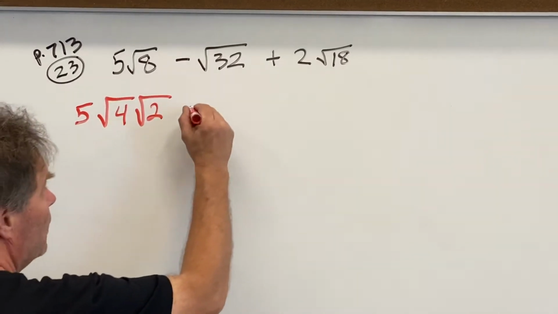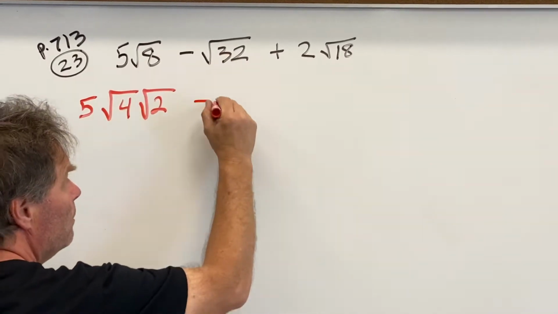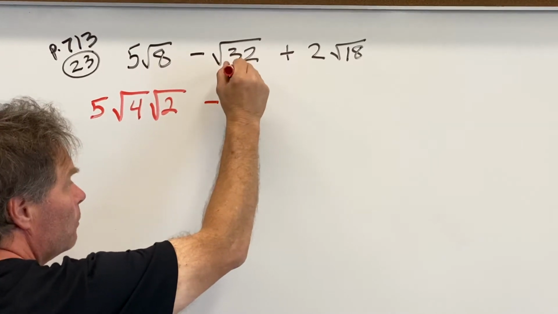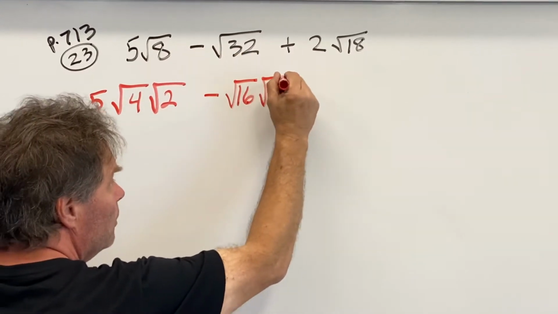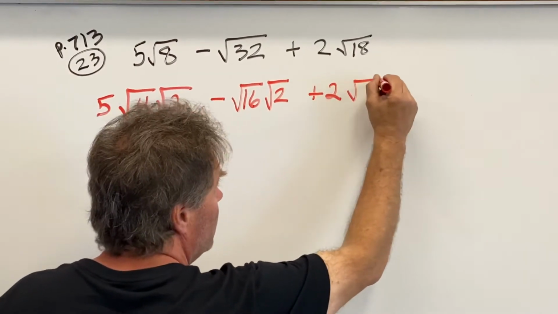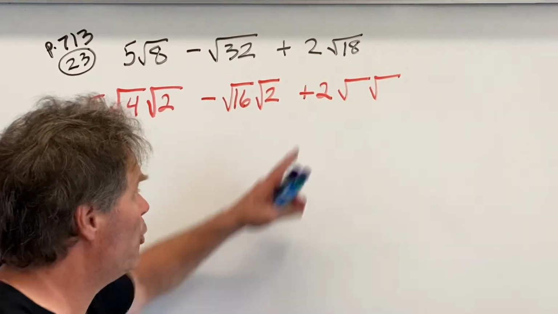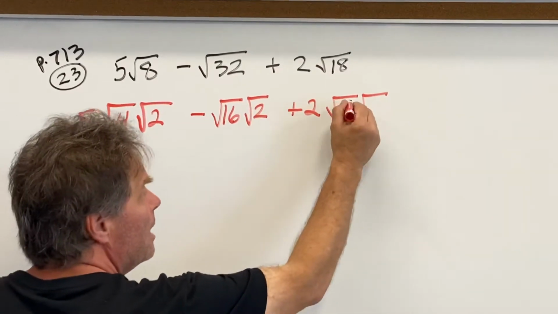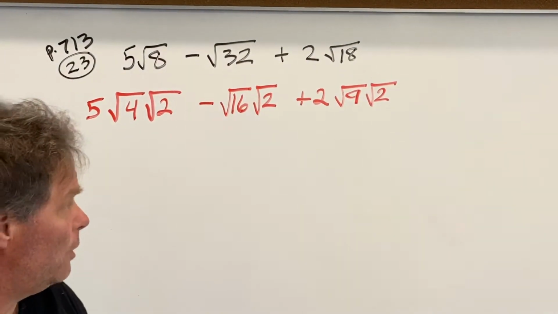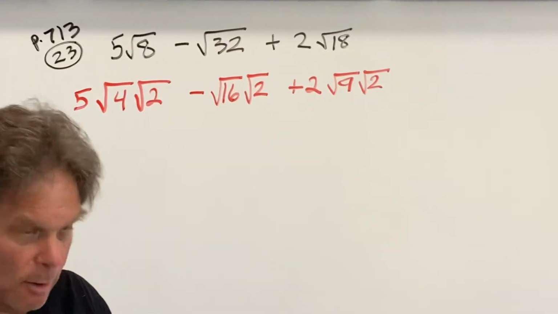Okay, next step. Root 32 is going to be root pretty, which is 16, because 16 is the biggest perfect square number inside 32, times root ugly, which is 2. And then finally, plus 2 times root pretty times root ugly. What's pretty about 18? It would be 9. What's ugly? It would be 2. So there's the original breakdown.